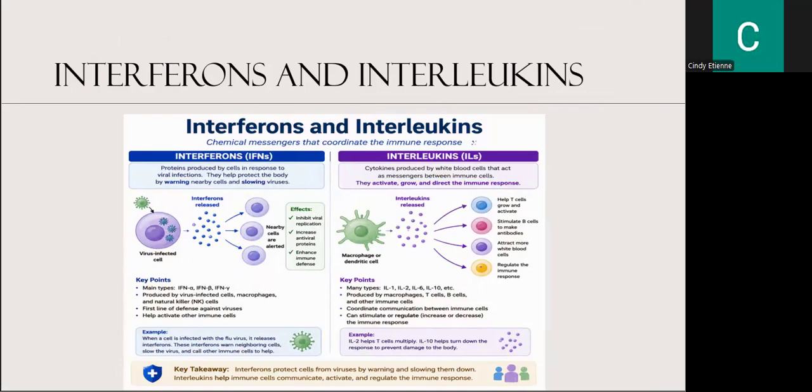Interferons mainly help fight viral infections by warning nearby cells and slowing viral replication. Interleukins act as messengers between white blood cells. They help activate, grow, and direct the immune response. Understanding these signal molecules helps explain how the immune system organizes a fast, coordinated defense against infections.